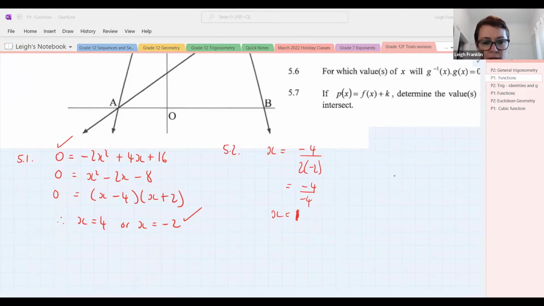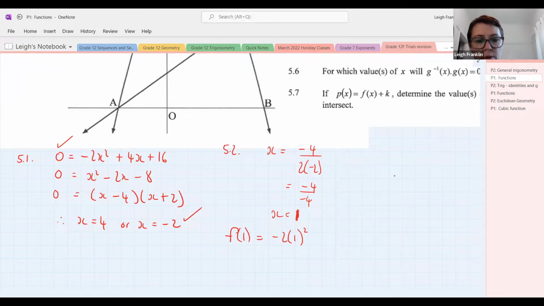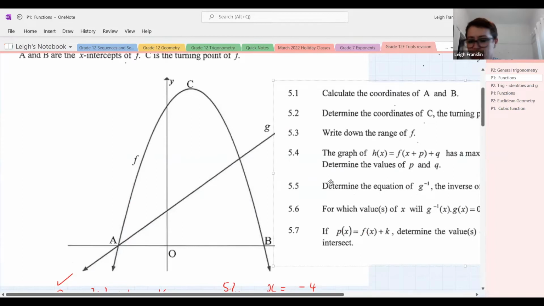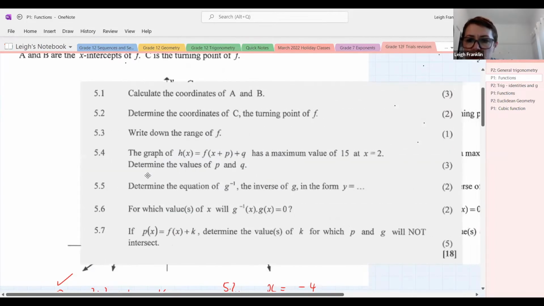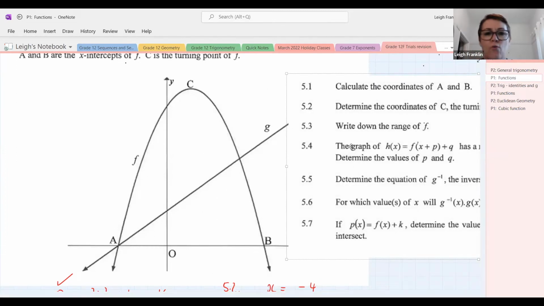Okay, so here, just to finish this off, we are substituting in 1. So we're calculating f of 1. So minus 2 times 1 squared plus 4 times 1 plus 16. Okay, so we get minus 2 plus 4 plus 16, and that's why you guys are getting 18 as an answer. All right, so the coordinates at C are 1 and 18. Lovely, everyone. Okay, next question. So now we've got 5 out of 5 so far. Next question, write down the range.